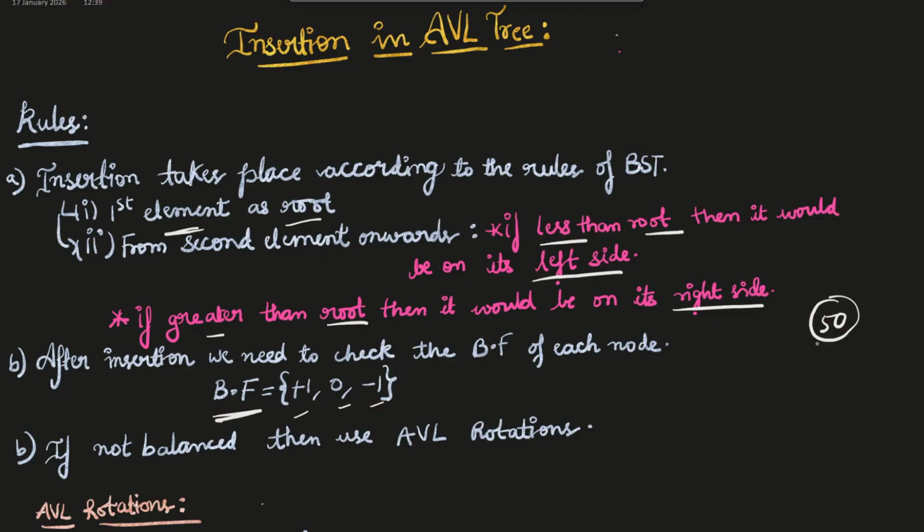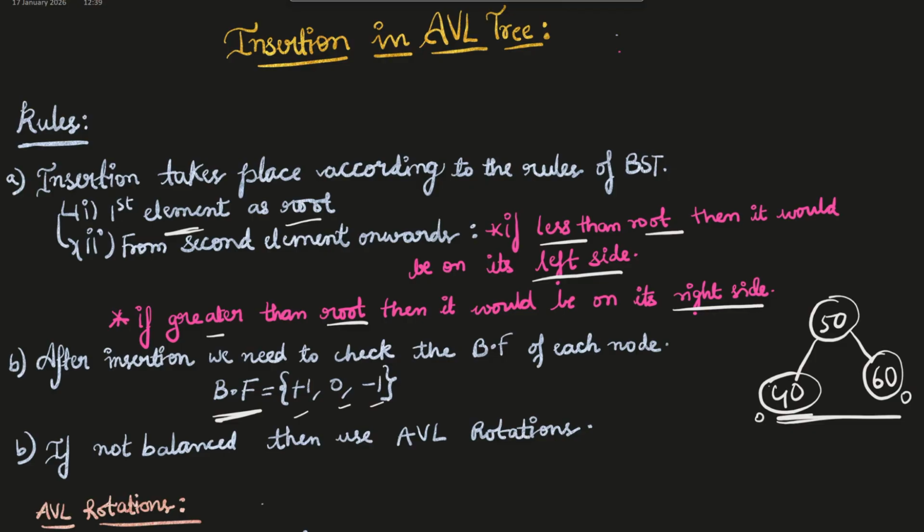Suppose I'm taking 50. Left of 50 is 40. Now, if the next element I want to insert is 60, then it would be on the right hand side of 50. So, these are the basic rules of BST. Now, to check the balance factor, all the leaf nodes would have 0.